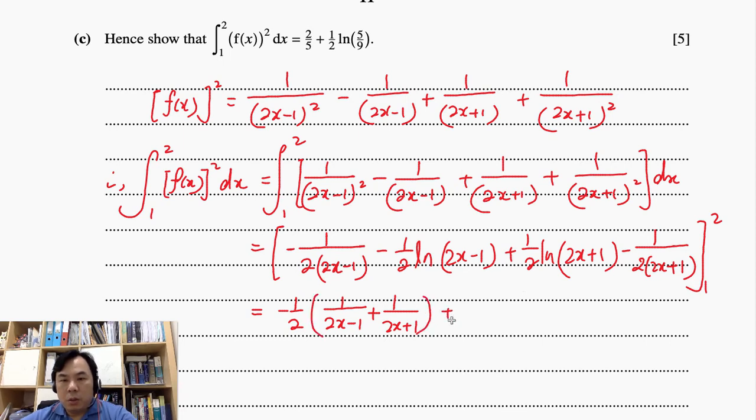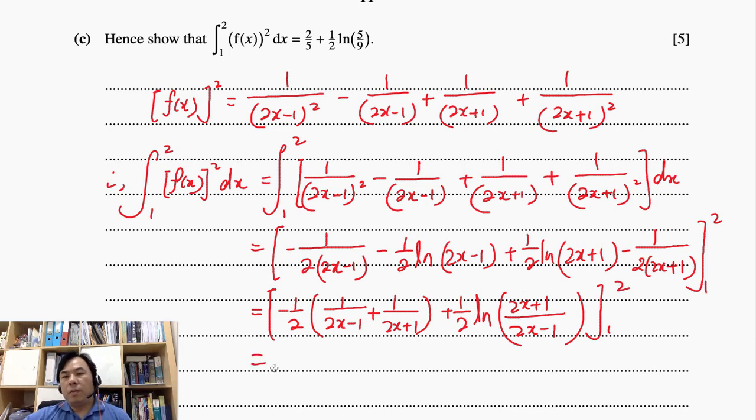And then these two also I can simplify, combine them together. So 2x plus 1 over 2x minus 1, like this. Okay, now it might be easier to substitute. So all I need to do is just put in 2 here. So if I put in 2, I'm going to write down my working on the side here.